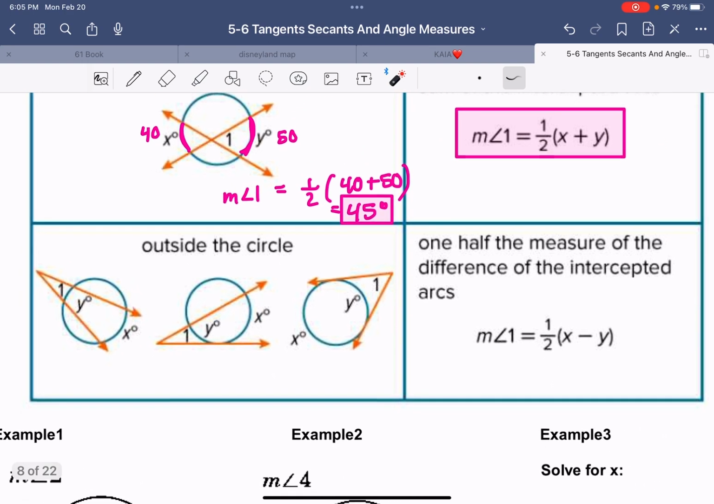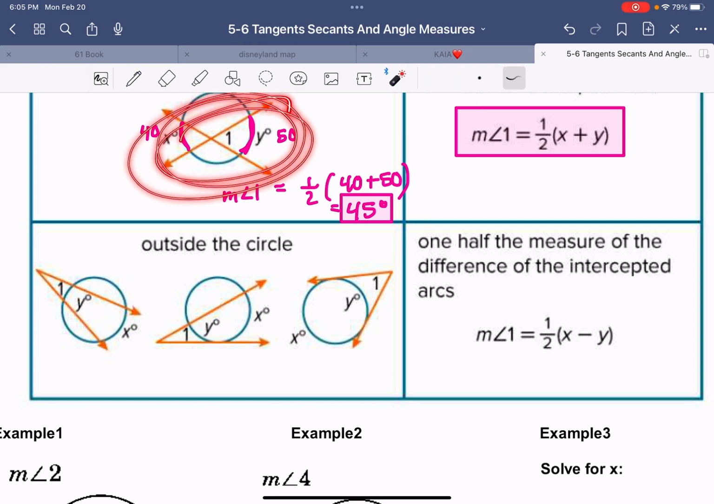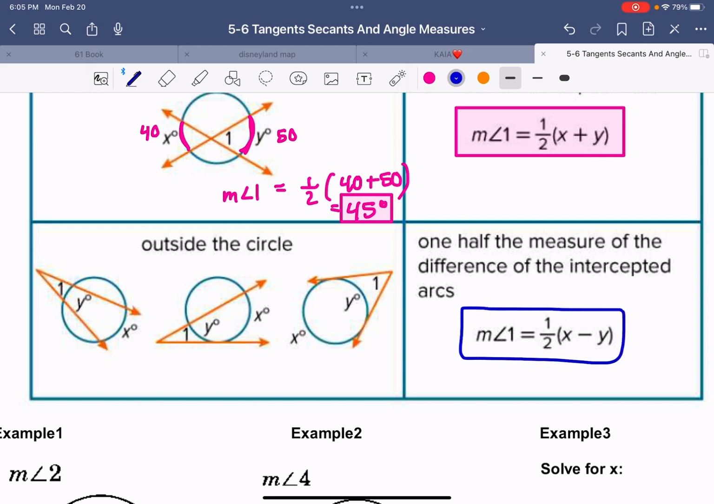So it's kind of very similar for the formula here. Notice if an angle intersects inside the circle, we're going to add the two intercepted arcs and take 1/2 of that. If it intersects outside the circle, we subtract the intercepted arcs and multiply by 1/2. So it's 1/2 the measure of the difference of the intercepted arcs.